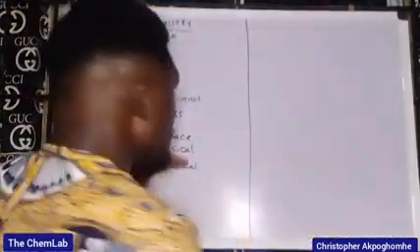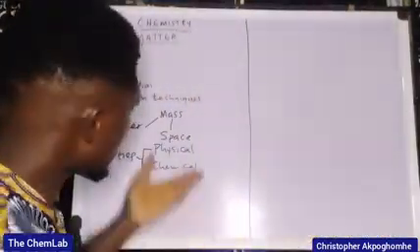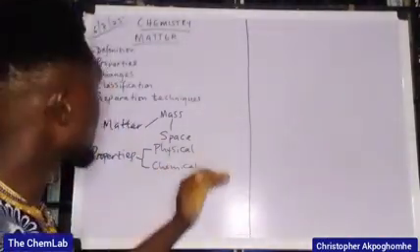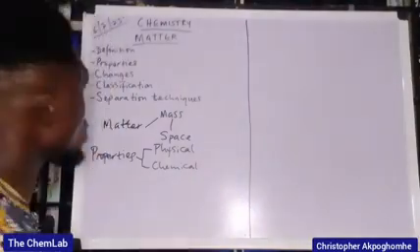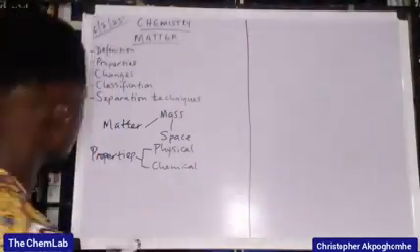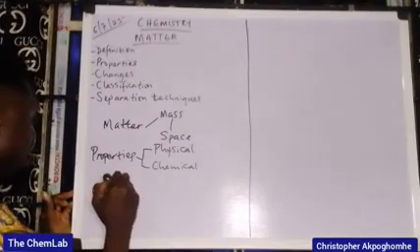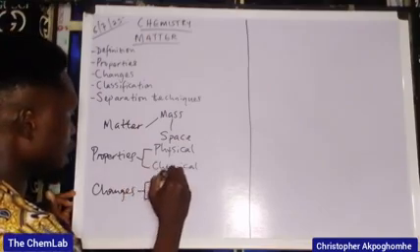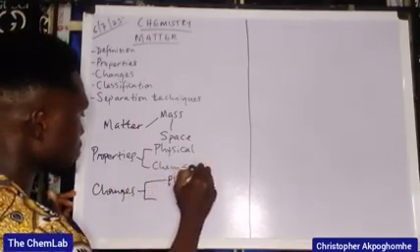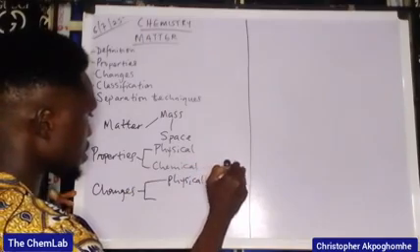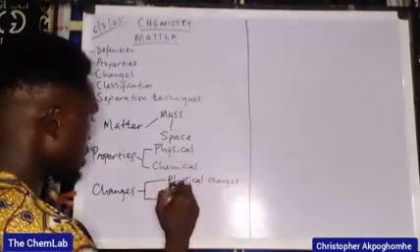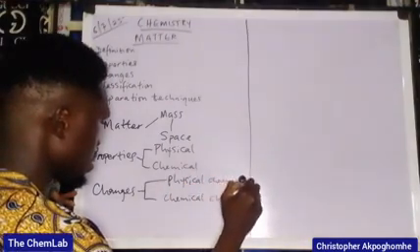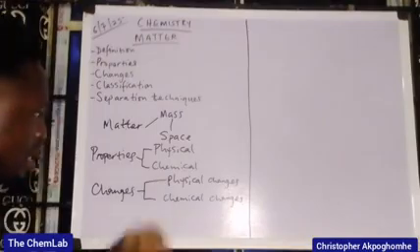Now, the physical properties pertain to physical change, while the chemical properties pertain to chemical change. And so that brings us to the changes that matter undergoes. Matter undergoes two categories of changes. We have physical changes and we have chemical changes.